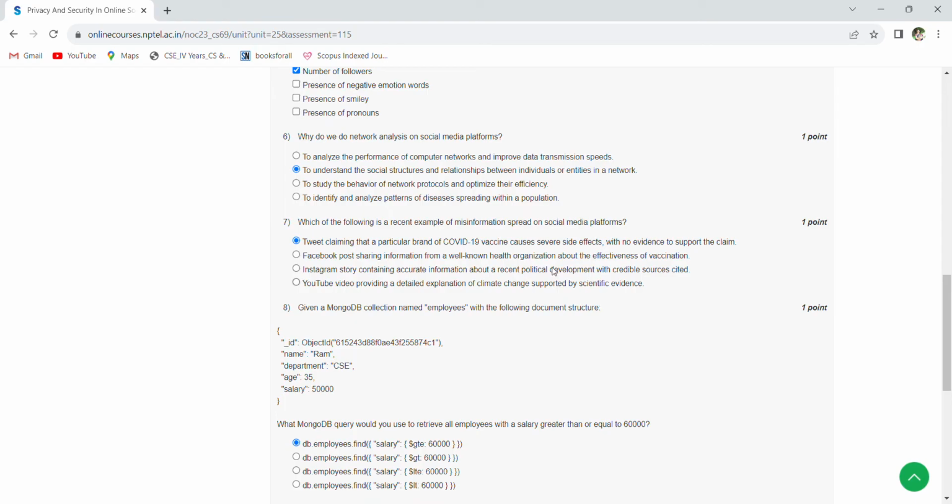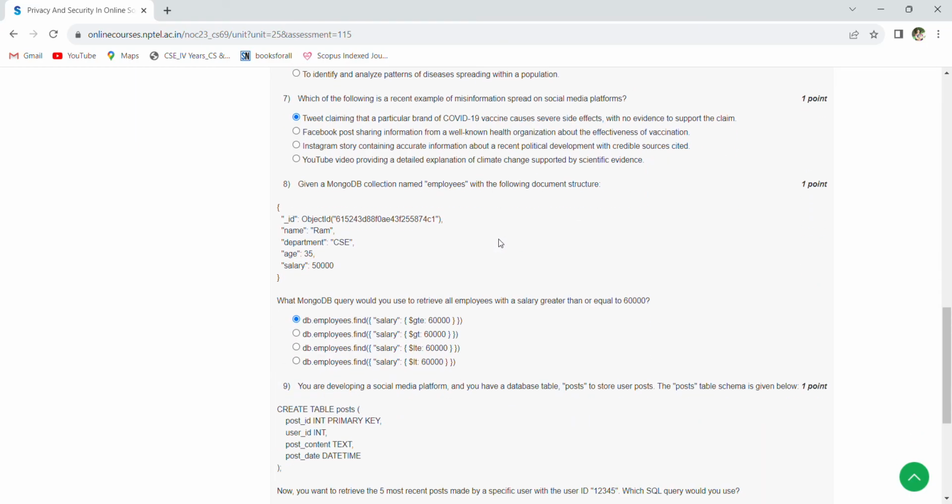Which of the following is a recent example of misinformation spread on social media platforms? That is a tweet claiming that a particular brand of COVID-19 vaccine caused several side effects with no evidence to support the claim. So coming to the eighth question, he had given some MongoDB questions, which is about data connectivity with a database, and based on that he had given some questions.